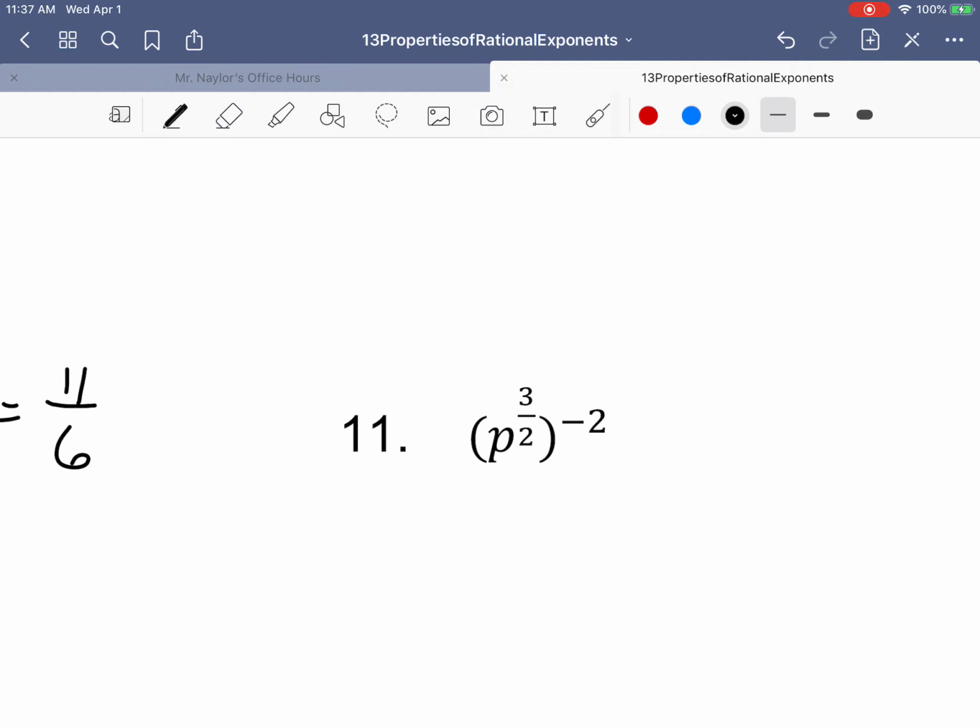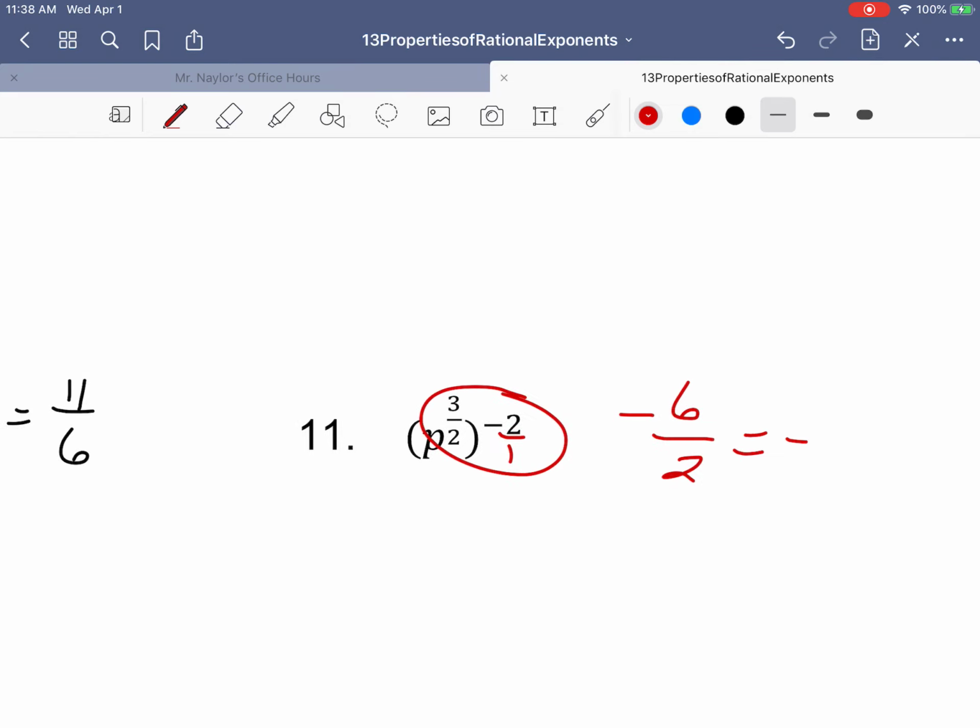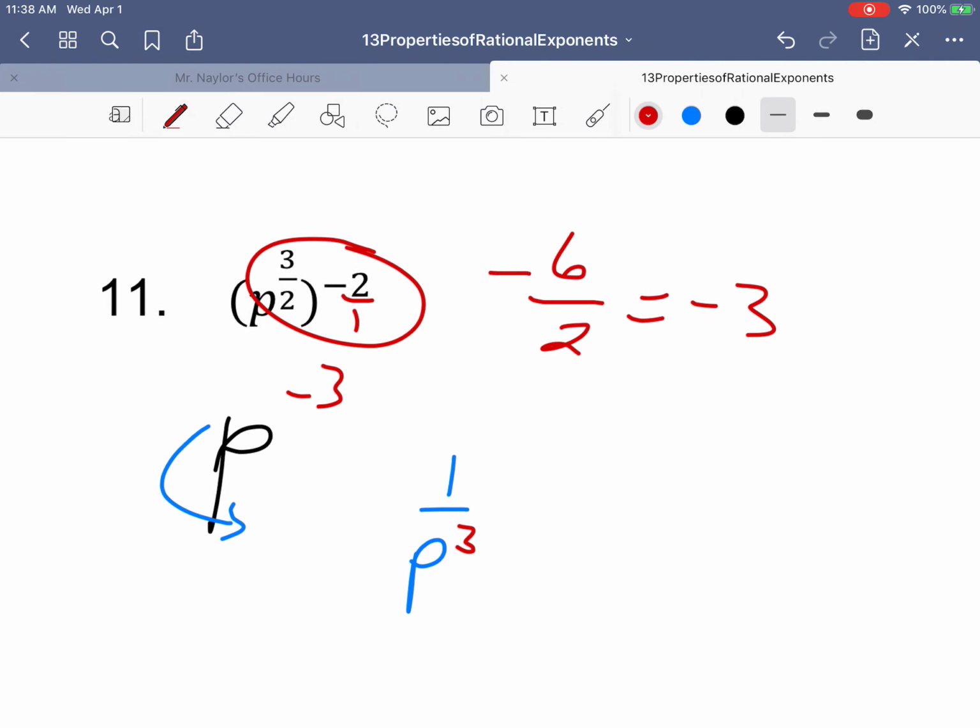Okay, yes, we have a negative exponent, but I would suggest that you first just bring these exponents together. How do you bring them together? You multiply. If you multiply, you get negative 6 over 2, which is the same as negative 3. Now that I have this written as one exponent, I can do the business of flipping this p, and if you flip the p, you get 1 over p. But the exponent becomes positive. So it's 1 over p to the 3rd power.